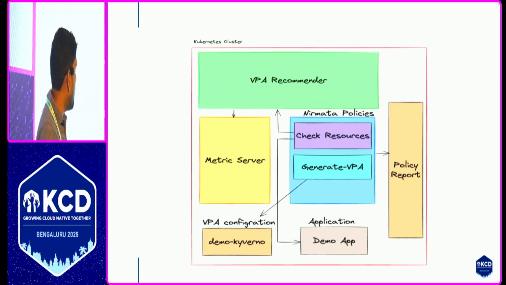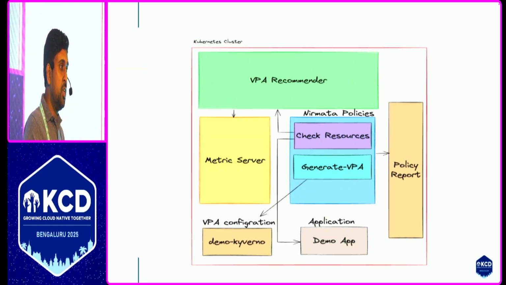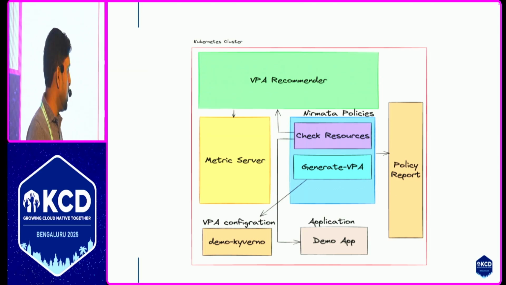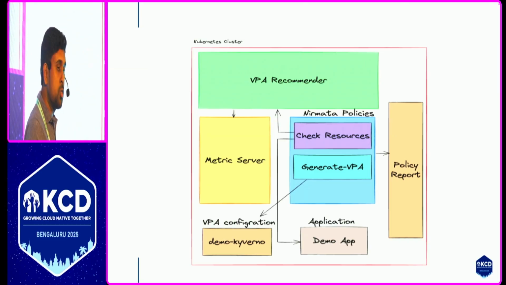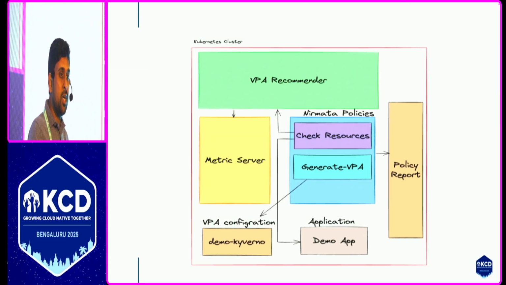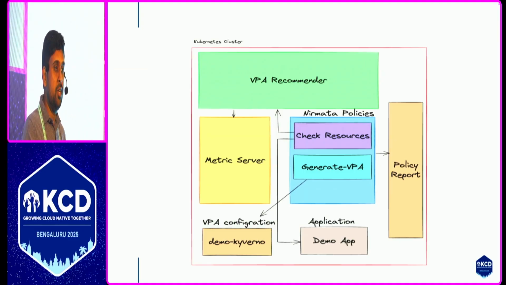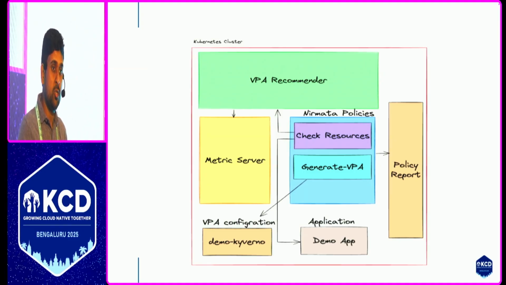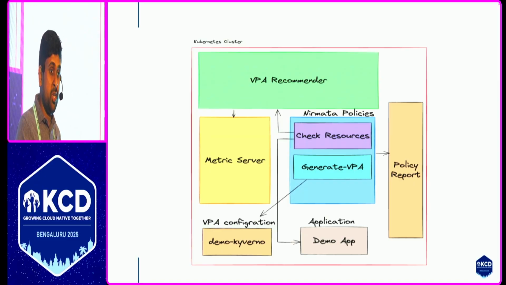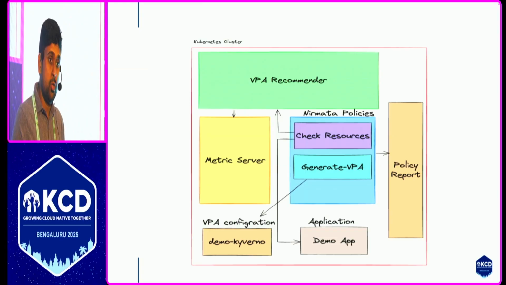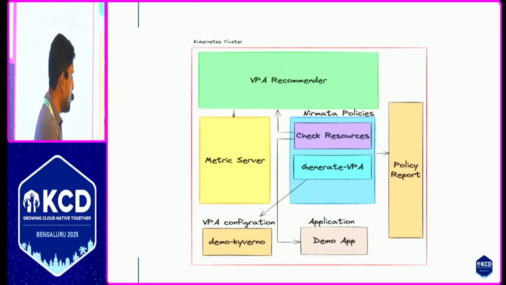The second part is the check resource policy, which continuously checks the VPA recommendation provided by VPA against how much a particular resource is being allocated to your pod or your deployment. Based on that, it analyzes the VPA recommendation and generates policy reports against it, saying that either you are over provisioning or under provisioning your resources, and it also gives certain suggestions like how much you should allocate. So this is one part of the solution.